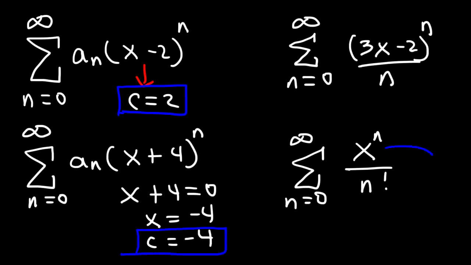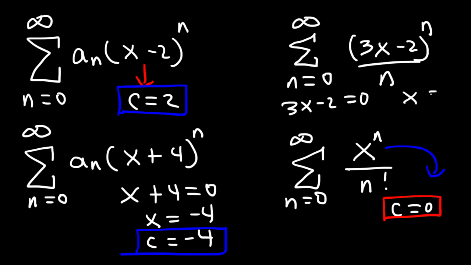Now for this one, if you don't see a c value, if it's just x to the n, then it's centered at 0. You can write this as x minus 0 to the n, and that's the same as x to the n. Now what about the last example? If you don't see what it is immediately, set the inside part, 3x minus 2, equal to 0, and solve for x. And so you should get x is 2 over 3, and so it's centered at that value.